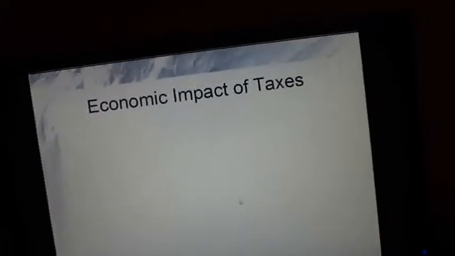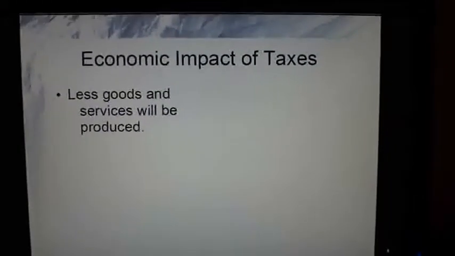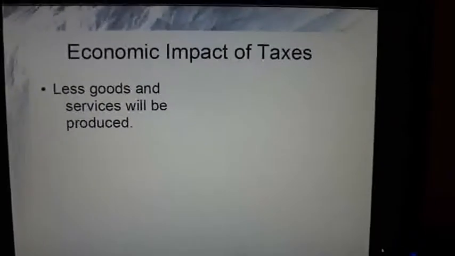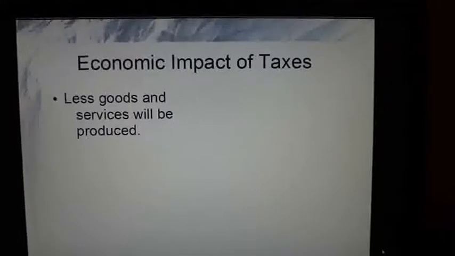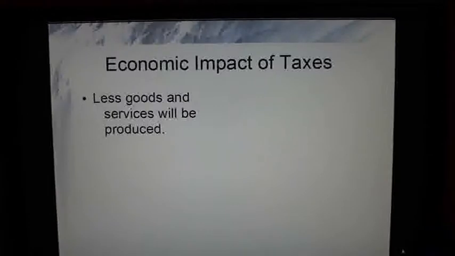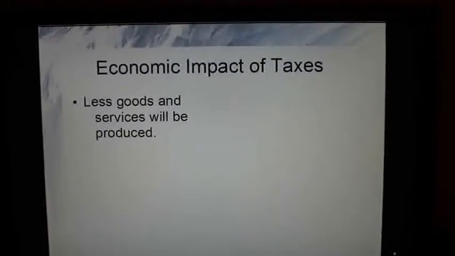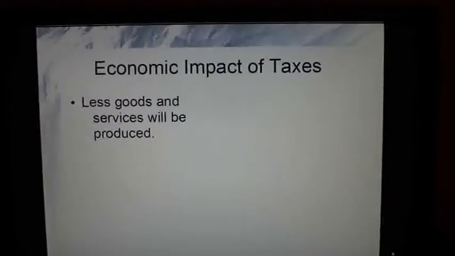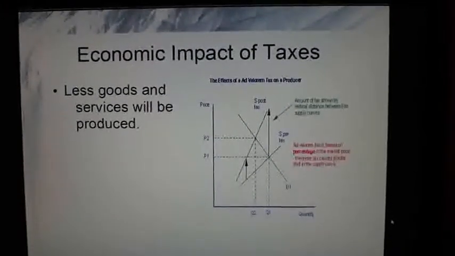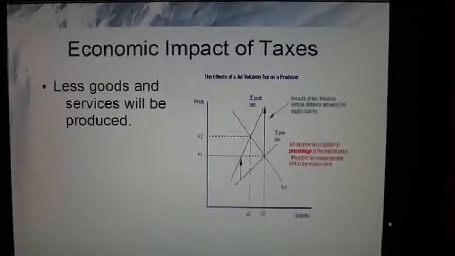The economic impact of tax is that when the government imposes a tax, less of that good or service will be produced and consumed because of the higher prices. These taxes create a loss in consumer surplus and producer surplus. These reductions of consumer and producer surplus become tax revenue, which is the area under the demand curve where the new price is set, and above the supply curve where the quantity is set.